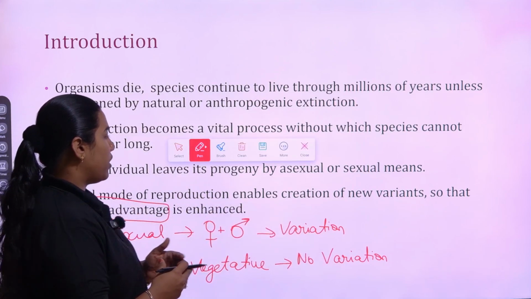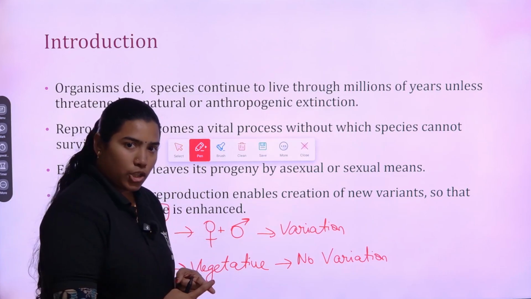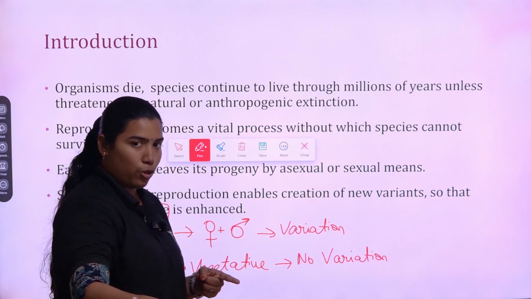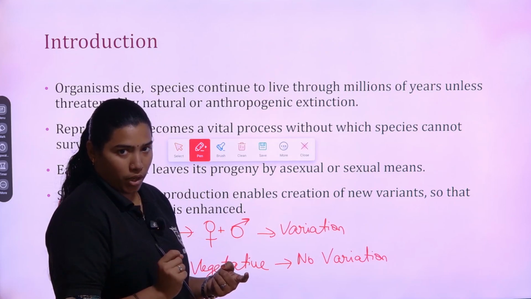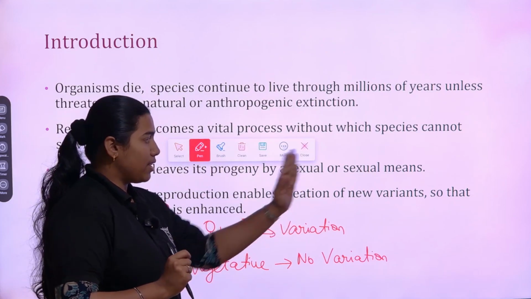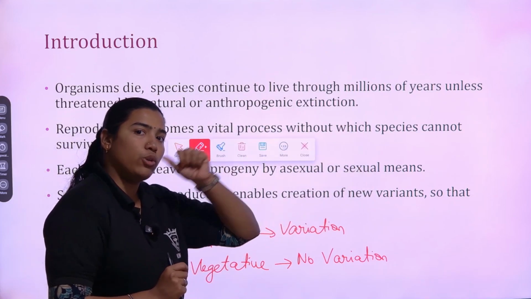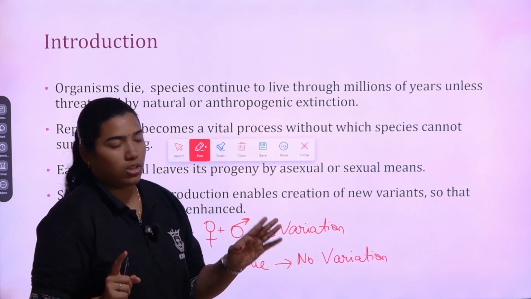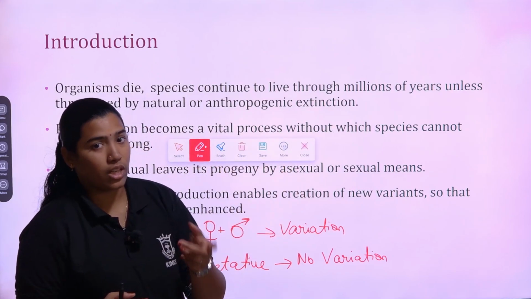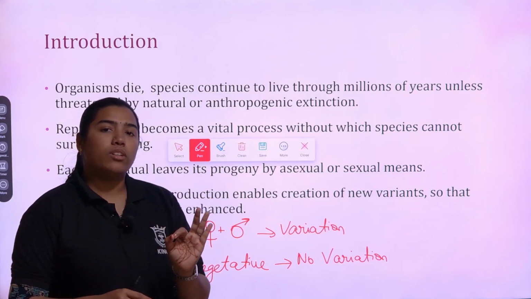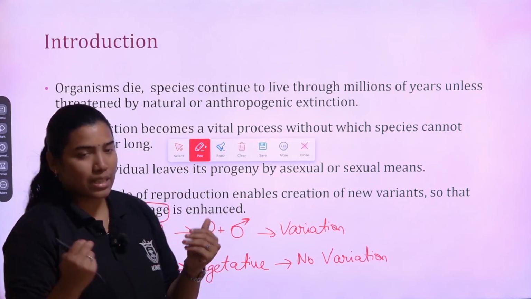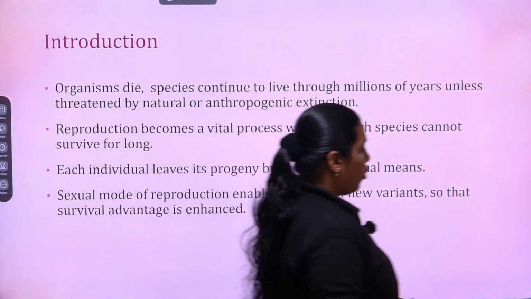So it is important to understand, a species does not die, it can continue for millions of years, while an organism can die. The species continues because of reproduction. Reproduction occurs either by sexual or asexual means. Asexual does not introduce variation, sexual reproduction introduces variation. Variation is important in the long-term survival of a species, right? I hope we are on the same page.